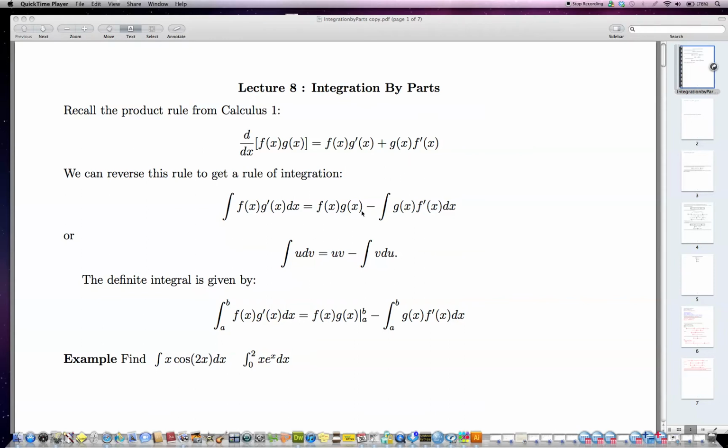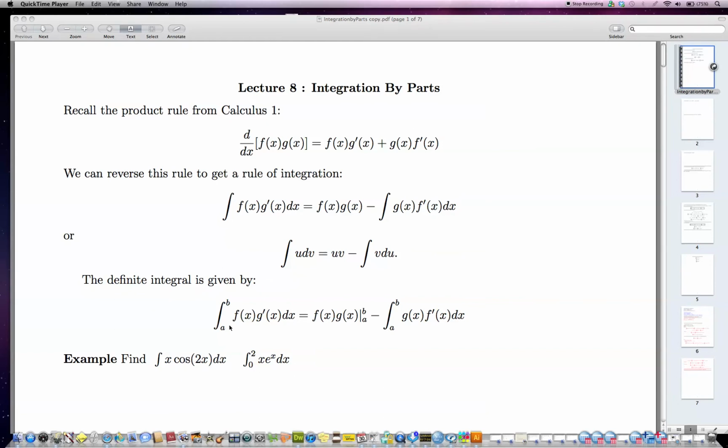And rearranging that, we get this rule, that the integral of f of x times g prime of x dx is f of x times g of x minus the integral of g of x times f prime of x dx, where the roles of these two functions are switched. Now, quite often we find that this latter integral is easier to calculate than the integral on the left. We can summarize the formula by letting u equal f of x and v equals g of x, and then dv is g prime of x dx and du is f prime of x dx, and we get the integral of u dv is u times v minus the integral of v du.